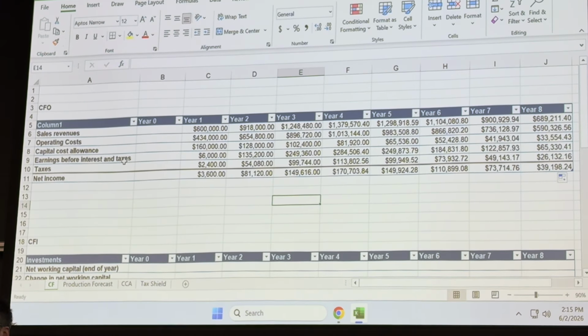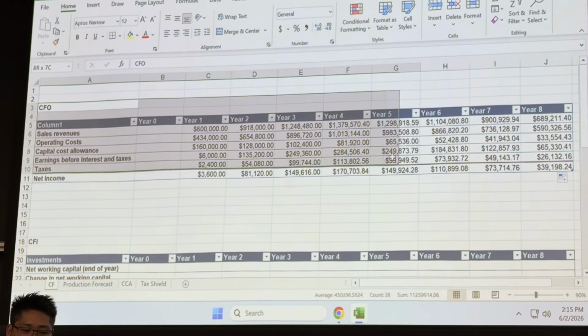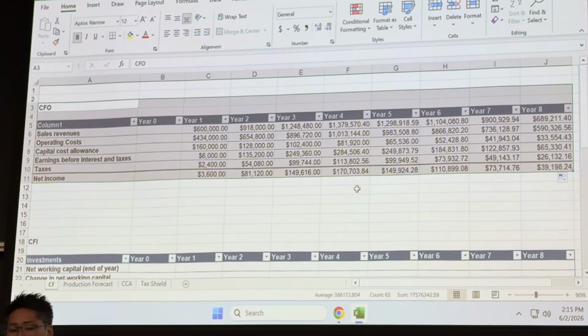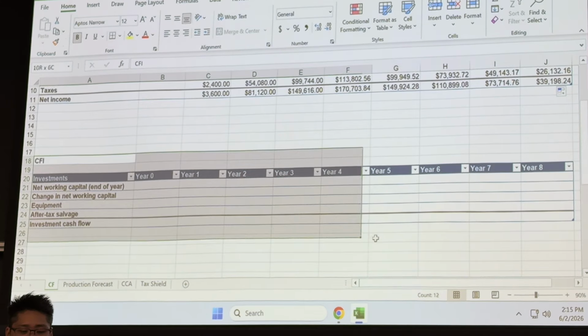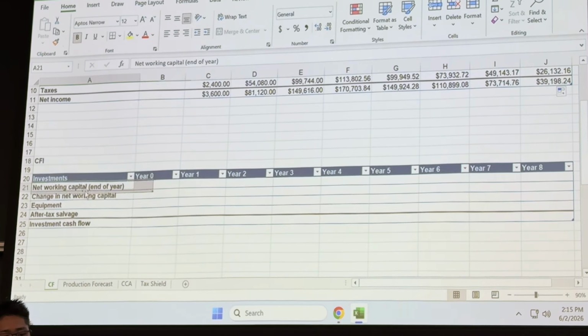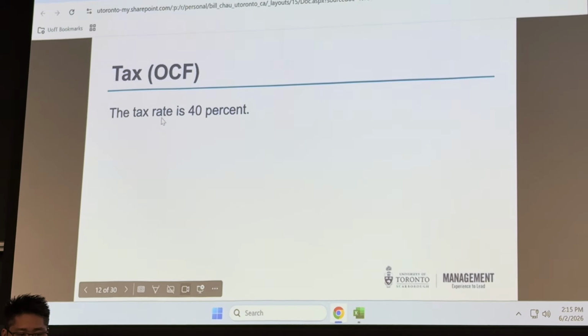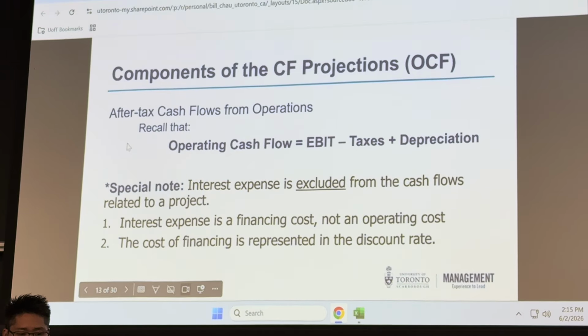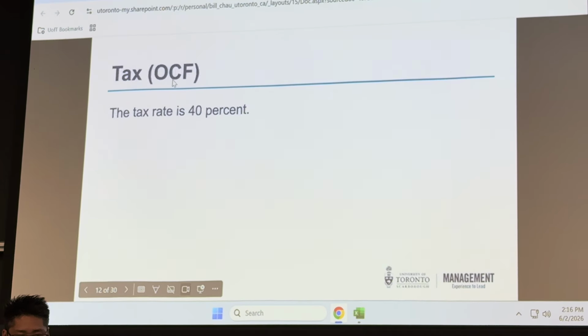So the first half, before the break, we talked about how we construct the cash flow for operations, so that is completed. Now we're going to move on to the second part, which is the investment cash flow. There are a couple items that you see in this table. The first one is net working capital, and then the change of net working capital. You got equipment and the salvage value. Okay, so a couple of things. We're going to start off easy. We're going to go with the equipment.